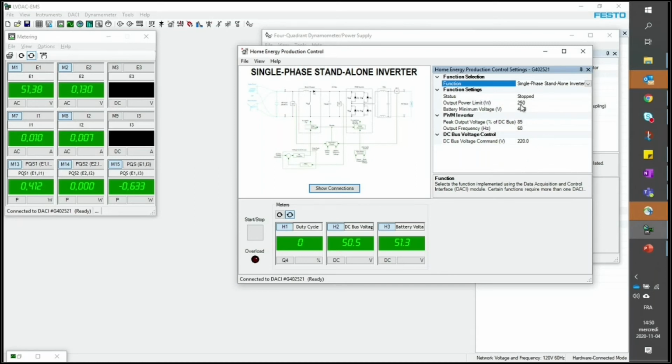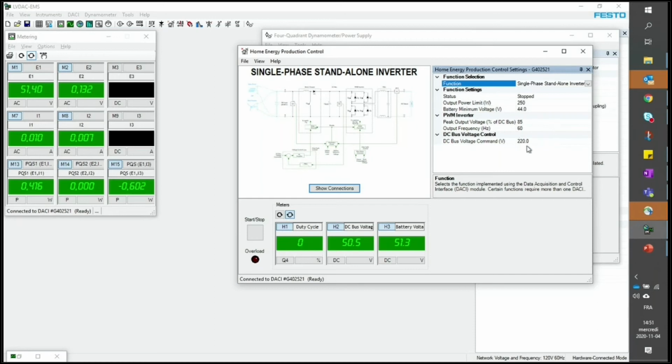The output power limit. I was telling you that the system can monitor the output power to protect it. So if the output power ever gets above 250 watt, the system will shut off. Same thing for the protection of the battery. If the battery voltage goes below 44 volts, the system will shut off. Then you can set the output frequency, in our case 60 Hertz, but of course I could make it 50 Hertz if I wanted.